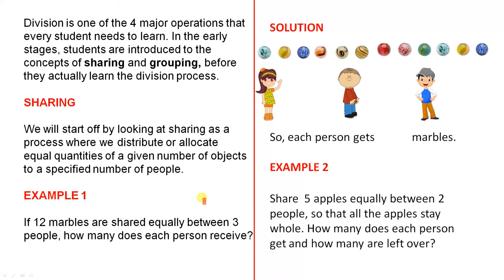Example 1. If 12 marbles are shared equally between 3 people, how many does each person receive? Here are the 12 marbles and here are the 3 people. Let's allocate them equally. Cross off that one, put it there. Cross off this one, put it there. Cross off this one and put it there. So they have 1 marble each.